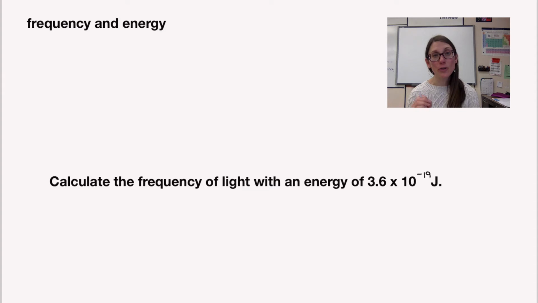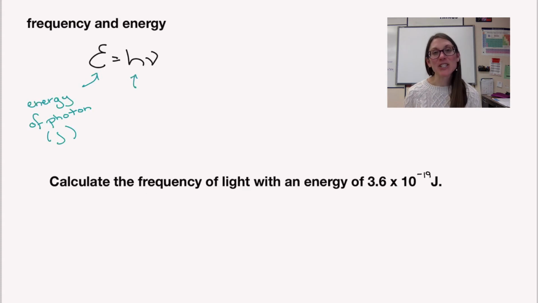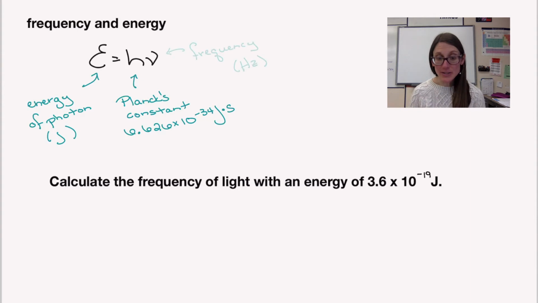The second relationship we're going to look at is the relationship between the frequency of light and the energy of a single photon of that light. Our relationship is written as capital E equals h nu. Capital E is this energy of a photon of light in joules. H is Planck's constant, and this has a value of 6.626 times 10 to the negative 34th joules times seconds. It's worth pointing out that this is another constant. You always know this value. Nu is, of course, our frequency in hertz.